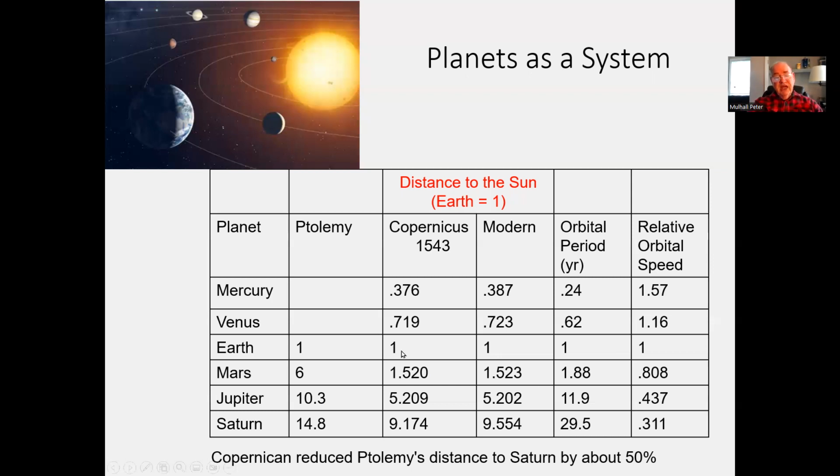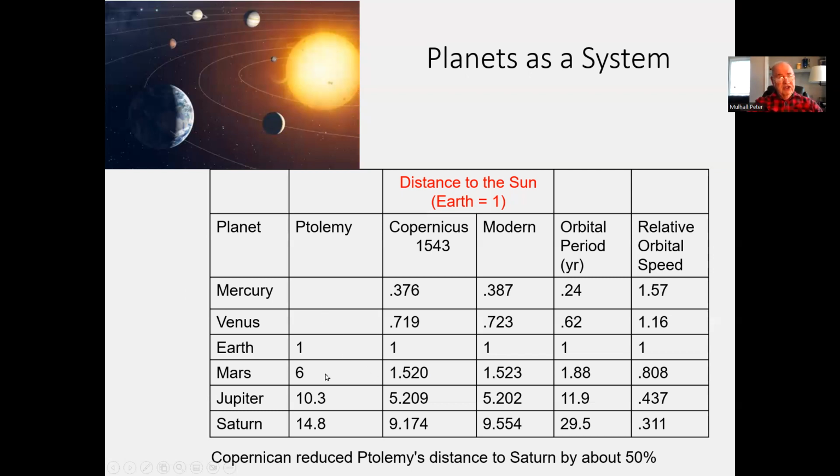And finally, we'll stop here. Take a look at Ptolemy's numbers. I didn't put in Mercury and Venus. It's not fair because they're not really going around the sun in that sense. So it's not comparing apples to apples. But here, these are fair.